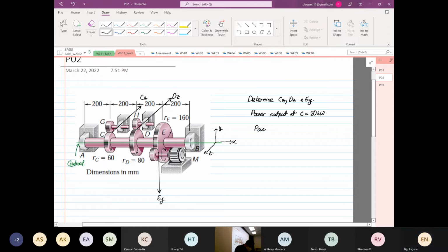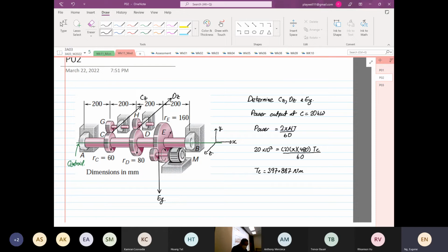So we know that power is equal to 2 pi NT over 60. So we have 20 times 10 to the power 3, 2 pi RPM, we were given that is 480. We are going to calculate the torque at C and then divide by 60. So the torque at C is equal to 20 times 10 to the power 3 times 60 divided by 2 pi divided by 480, which is 397.887 Newton meter. I will do it again. 20 times 10 to the power 3 times 60 divided by 2 pi divided by 480. Yep.